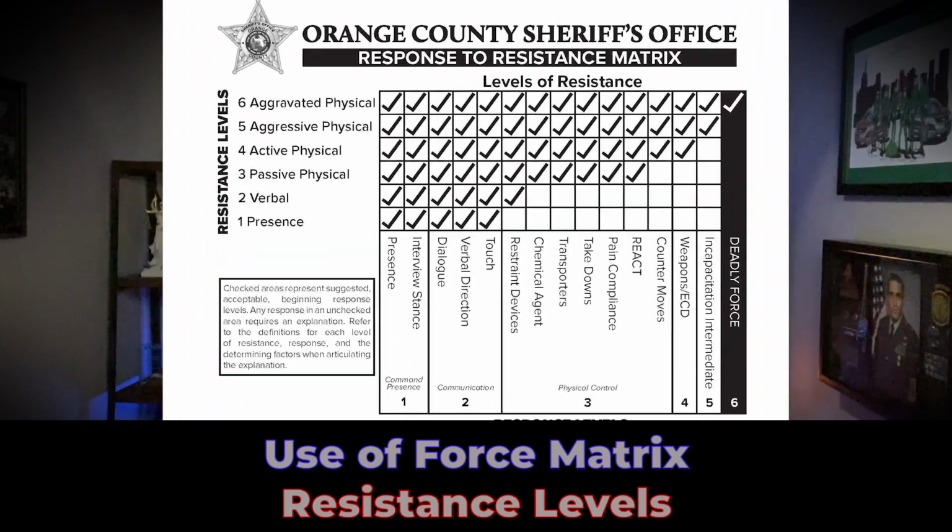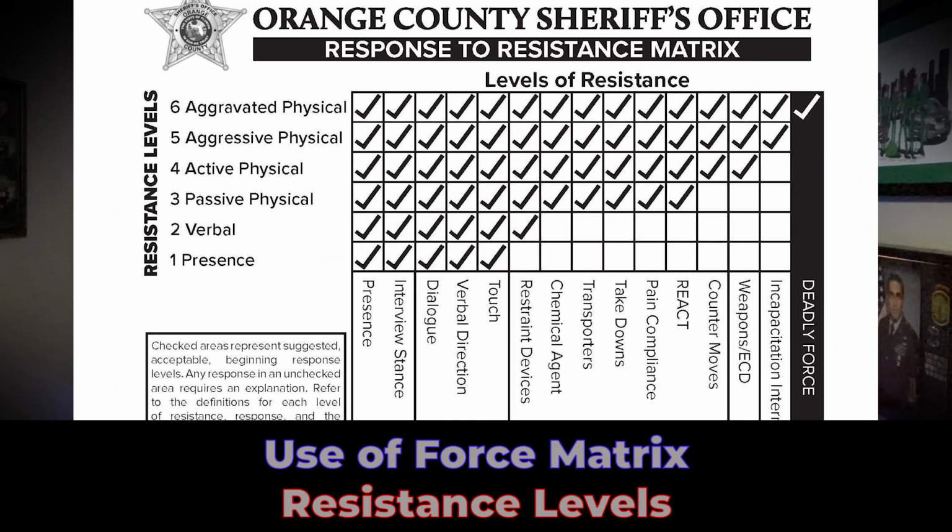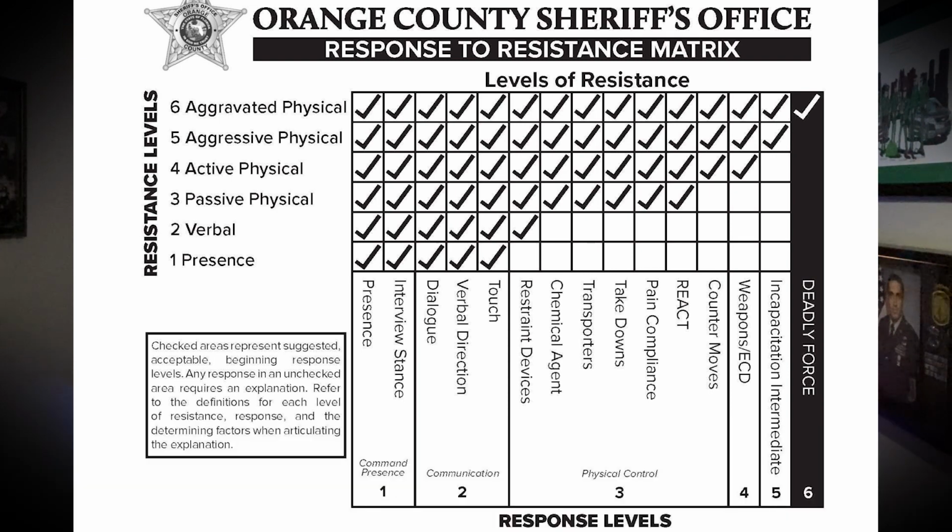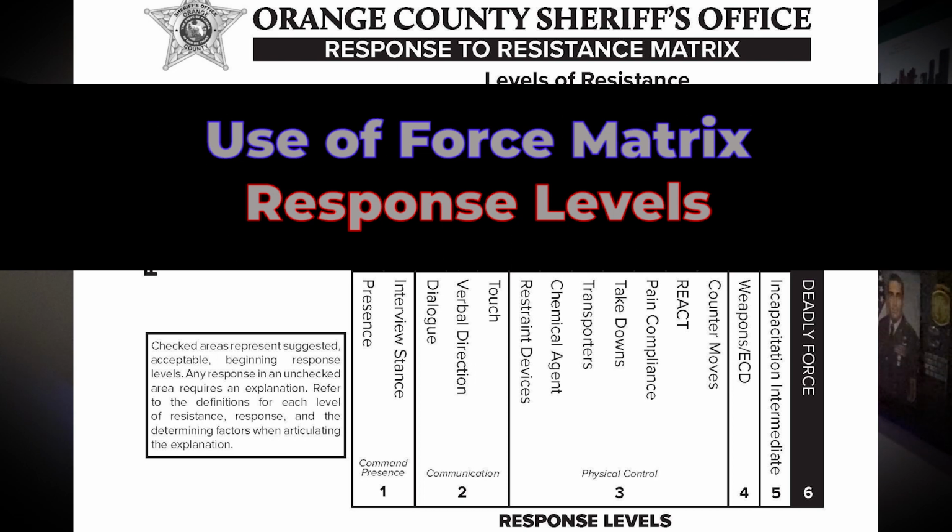If you look along the left side of the use of force matrix, you'll see that it has the resistance levels. Level 1 presence, level 2 verbal, level 3 passive physical, level 4 active, level 5 aggressive, level 6 aggravated physical. And if you look down the bottom across, you'll see the proper response levels. Command presence, communication, physical control, weapons and ECD, incapacitation, and deadly force. This particular use of force matrix was downloaded from the Orange County Sheriff's Office website. Thank you for making this publicly available.